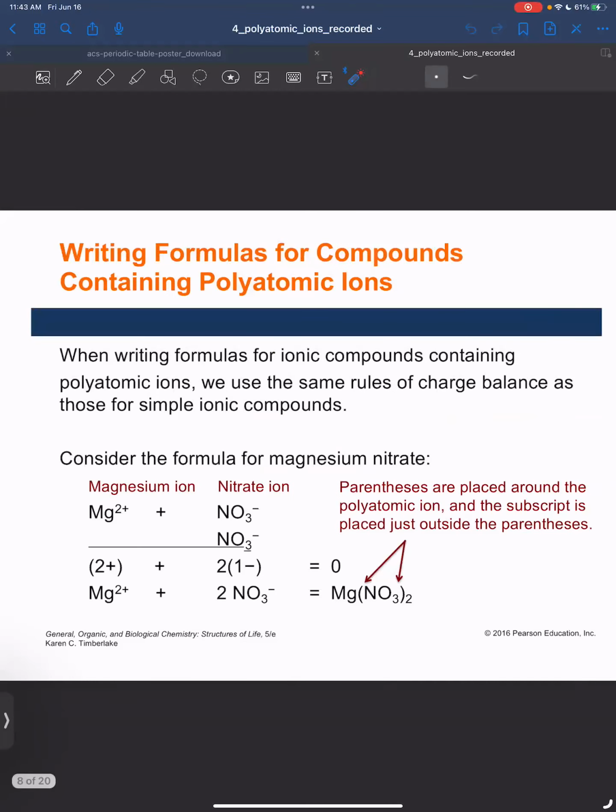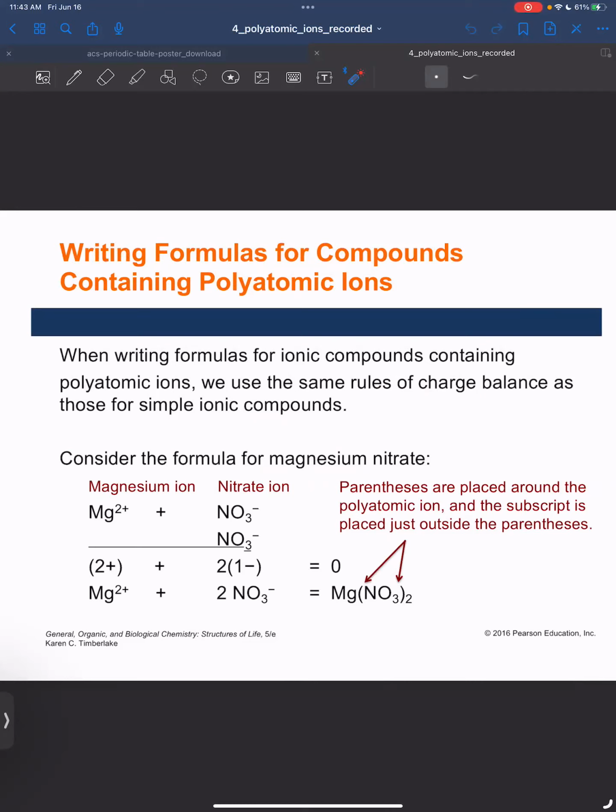So let's talk about writing formulas for compounds containing polyatomic ions. We're going to use the same rules of charge balance. Remember, the charge of an ionic compound always needs to be 0. It needs to be neutral. You can set up an algebra equation, or you can strategically use the crisscross rule, which I'll show you.